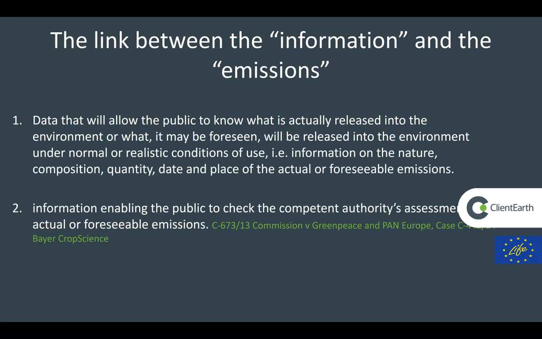So what about the link between the information and the emissions? What actual information on the emissions comes within the concept? The court said it's not all information with any old link to the emission. First of all, it has to be data that will allow the public to know what is actually released into the environment, or what it may be foreseen will be released into the environment under normal or realistic conditions of use. So this includes information on the nature, the composition, the quantity, the date and the place of the actual or foreseeable emissions. But that's not all. The court said that it also includes information which enables the public to double check the competent authority's assessment of those emissions.